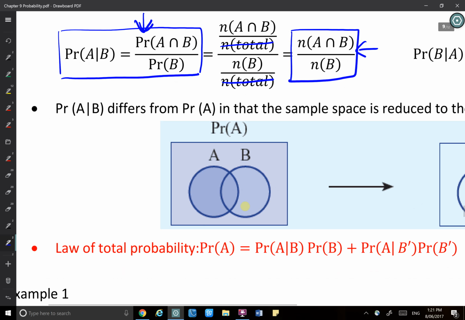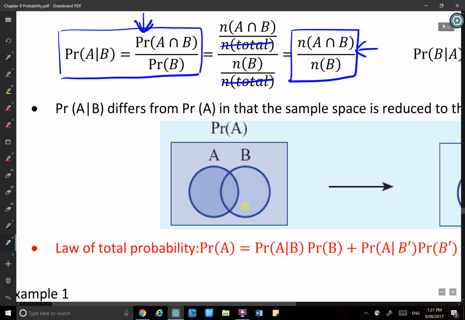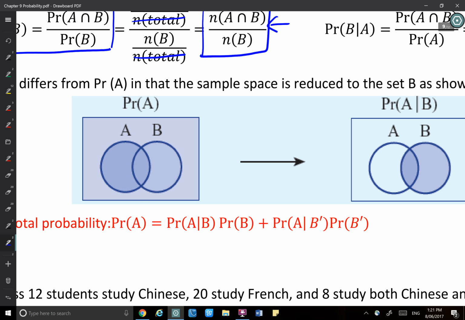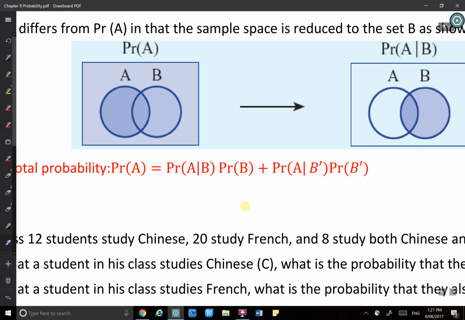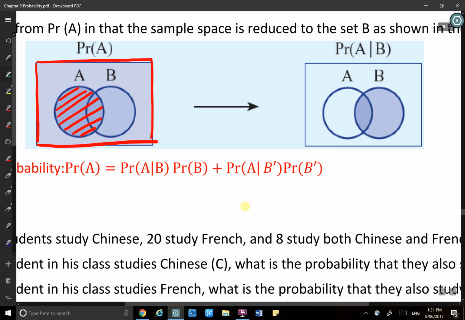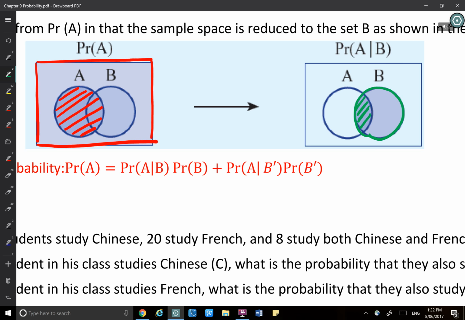Let's have a look. P(A given B) differs from P(A) in that the sample space is reduced to the set B. If the areas are sketched in the correct ratio, the probability of A will be this area over the total rectangle. And A given B will be this red area over the whole B circle. Given that B has happened, all the events are reduced into B, and then you want A to happen at the same time. The intersection is where A and B both happen, so it is over the total of B.